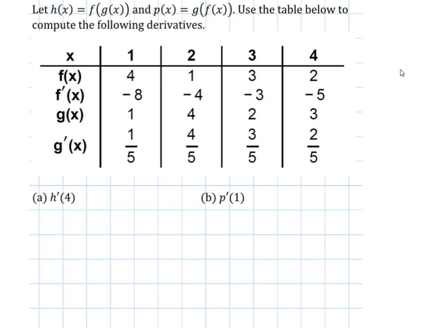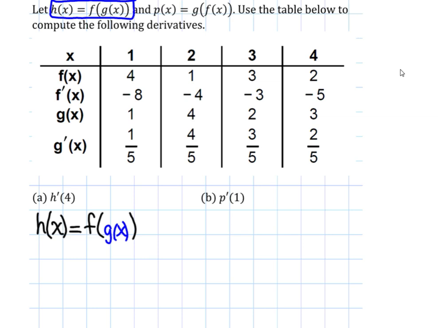We are going to use the chain rule to find the derivative. We have h of x is equal to f of g of x. So when we take the derivative, I just write the function again, f of g of x. Just going to use a different color for g of x.